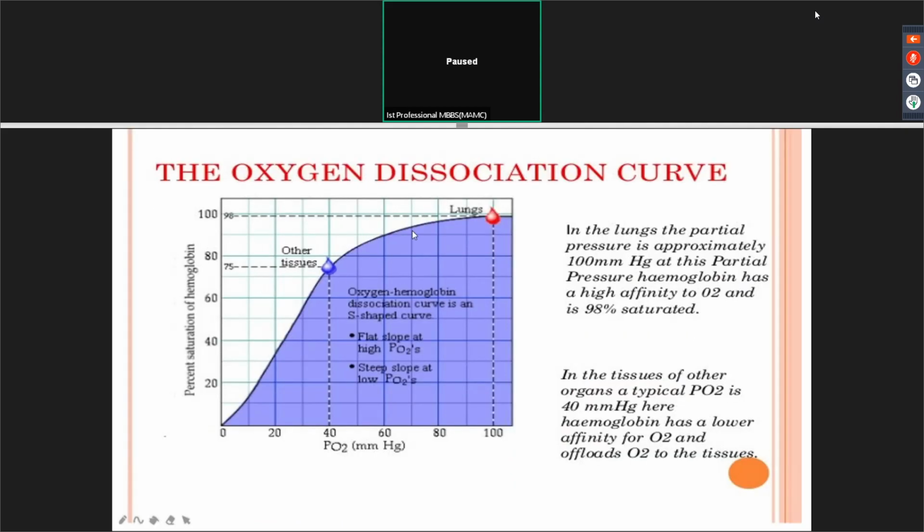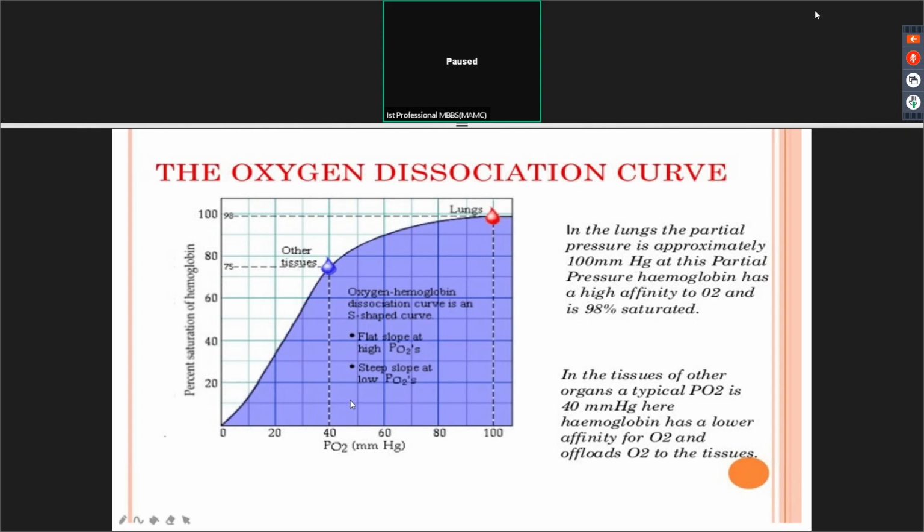So in lungs, the partial pressure is approximately 100 millimeter of mercury. At this partial pressure, hemoglobin has a high affinity towards oxygen. It is 98% saturated, whereas in tissues, the partial pressure is between 40 to 60, depending on the tissues. In the exercising muscles, it is approximately 20, whereas in the other tissues, it is approximately 40, 45.